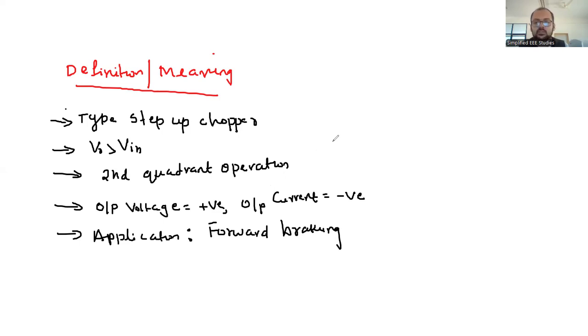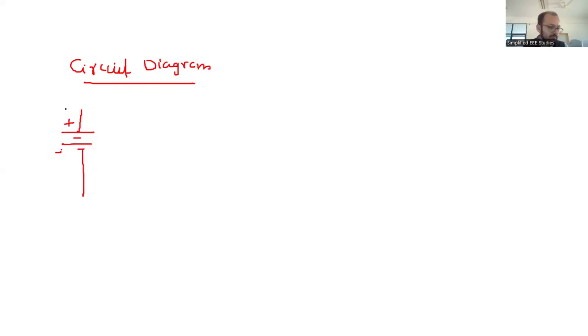Now we'll discuss the working. How does it work? So moving on to the operation, let me talk about the working. We require the circuit diagram. The circuit diagram is mandatory to explain the working. So first you can note down there is a supply. We require a DC supply, a battery or a DC supply.